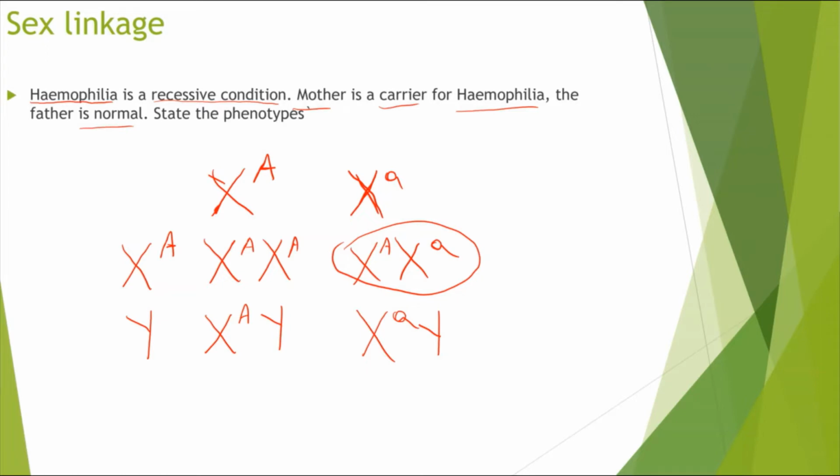Now, looking at the males, looking at the first one, I can see that this is capital A, so he will not have haemophilia. But looking at the other one, he has a lowercase a, and the recessive allele will always be expressed. So in that case, that male will have haemophilia.